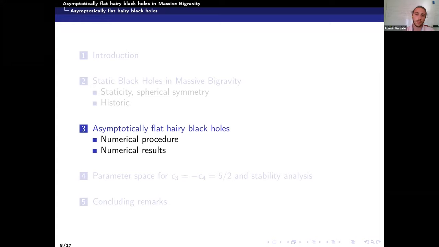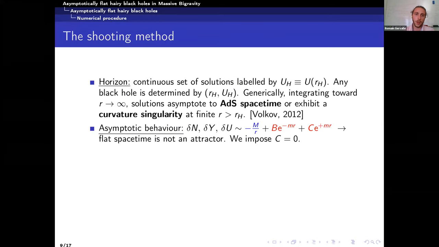So now here are our results about these asymptotically flat solutions. Just a few words about the numerical method and some technical details. We have locally at the horizon a continuous set of solutions labeled by one parameter, which is U_H, equal to the value of U at R_H, R_H being the event horizon radius. So U_H is just the event horizon radius measured by the second metric. And then any black hole is determined by the couple R_H, U_H at the horizon. But then if we numerically integrate the equations starting from this horizon, the solutions generically asymptote to AdS spacetime, or they exhibit a curvature singularity at finite R. So to impose asymptotic flatness, we have to look at the asymptotic behavior of the solutions.